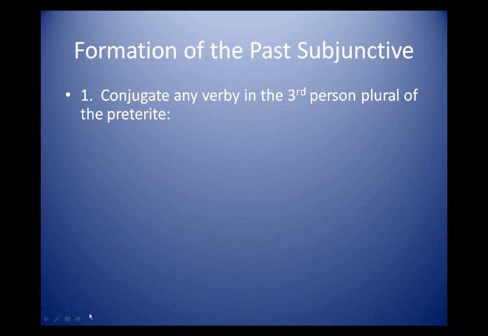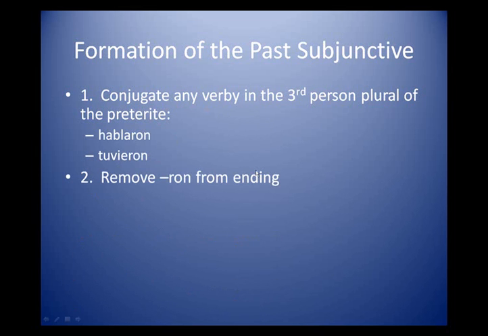Let's see some examples here. What we're going to do to get to the past subjunctive is conjugate all of our verbs in the third person plural of the preterite. So in the case of hablar, we have hablaron, third person plural of the preterite. Tener is tuvieron. And then we remove ron from the ending. So we take off the ron from the end. So we're left here.